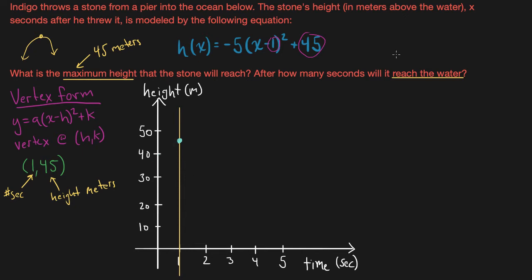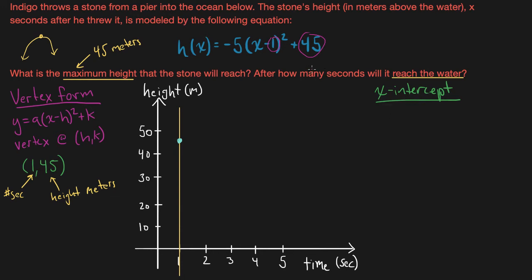So here we go. All right, so when will the stone reach the water? Well, what is the y value when the stone reaches the water? It's going to be right at this x-axis here. And so the y value when the stone reaches the water is 0. So we are finding the x-intercept, and at the x-intercept y is equal to 0, just like I just said.